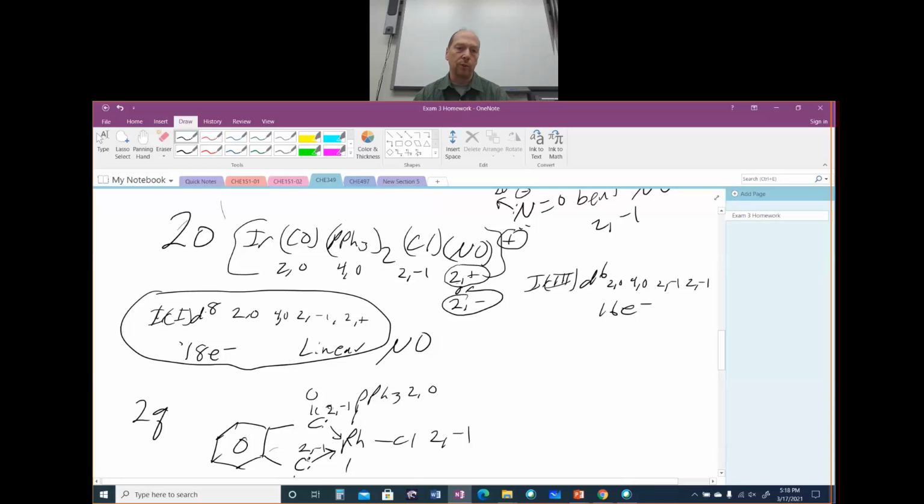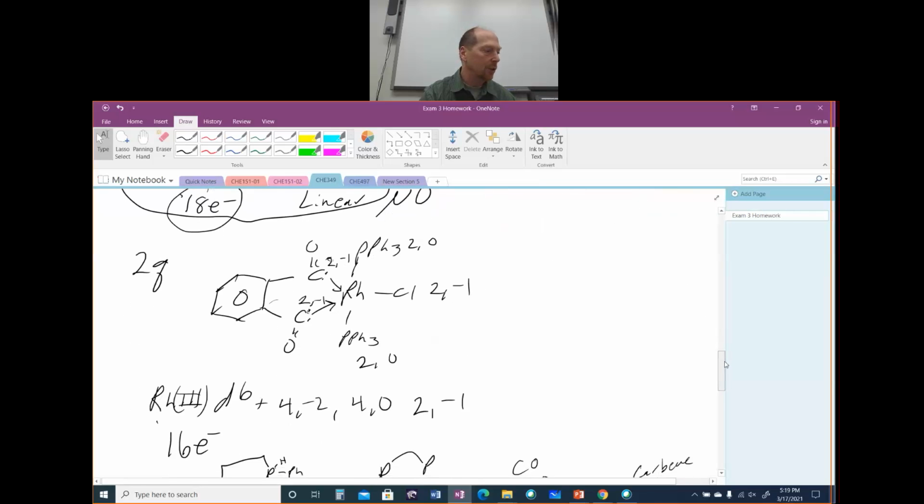So I have iridium 1, which is D8, plus 2 from the CO, 4 from the 2 phosphines, 2 from the Cl, and 2 from the NO, and that is 18 electrons. If you went with the 2 minus 1, now you've got iridium 3, which is D6, and then you add them up and you only have 16 electrons. So this one, again, is a linear NO. A 2 plus 1 gives you an 18 electron complex.